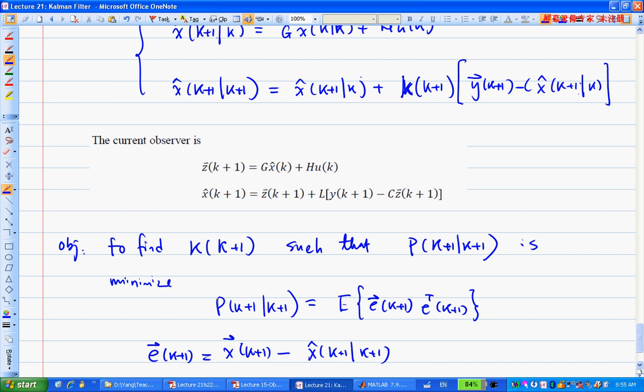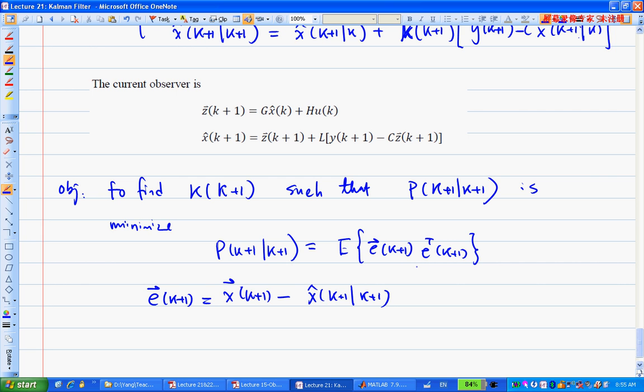So here's the observer, and here's the objective: to find this optimal gain such that the error covariance is minimized, and the error is defined as the actual value minus the estimation. This is the current estimation, x of k plus 1 given k plus 1. Why is it current? Because you're taking the current output information into this equation here. So basically it's the same process now. What do we do next? Next you need to find the expression for e of k plus 1, just like what we did in the previous step, and then plug it in here, expand everything, and then take a partial derivative to find the optimal gain K.